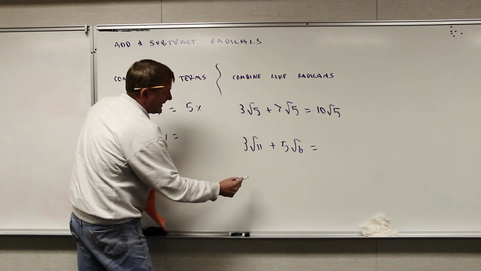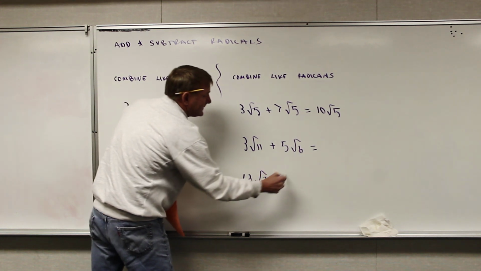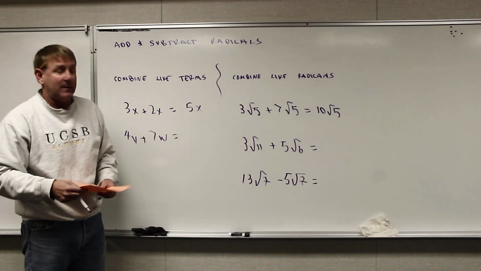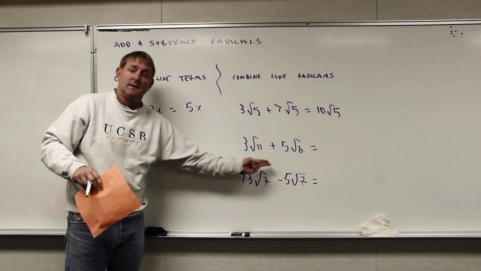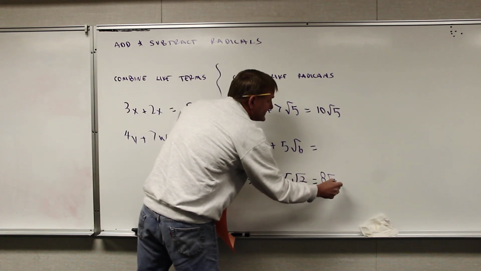Same rules apply for subtraction. So if I said, what's 13 root 7 minus 5 root 7? Well, those are like radicands, so you can combine them. If you have 13 root 7s and you lose 5 of them, now you're down to 8 root 7s.